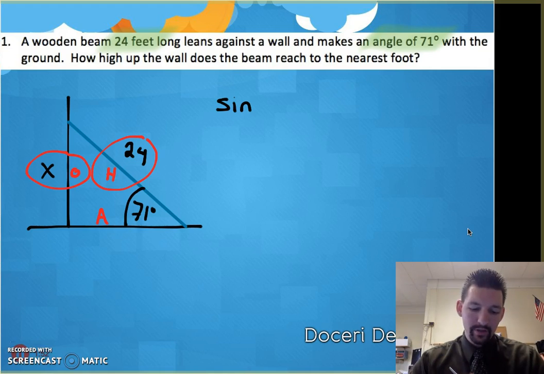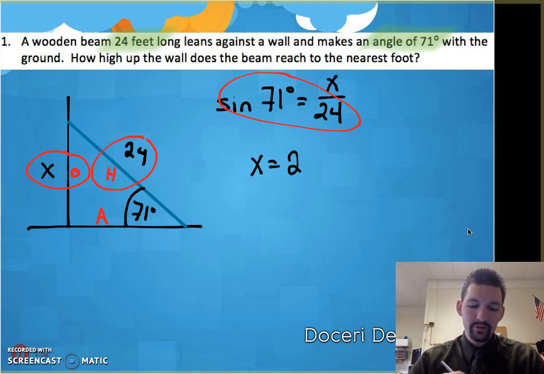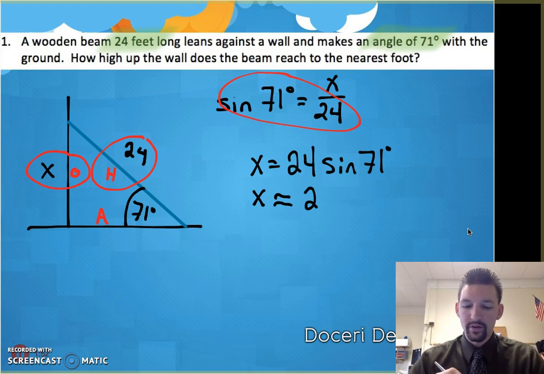And the angle we're dealing with is 71 degrees. So sine equals opposite over hypotenuse, so x over 24. We'll do our cross multiplication here and say that x equals 24 sine of 71 degrees. And when you put that in your calculator, you'll end up with, to the nearest foot, 23 feet. So this board is leaned against here, and it goes 23 feet up that wall.